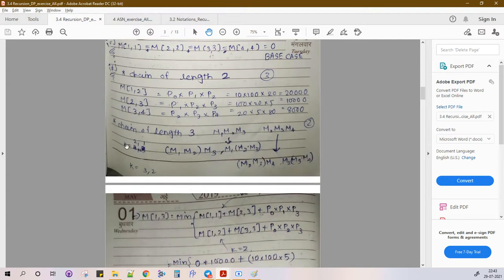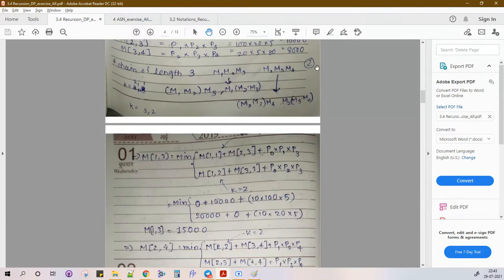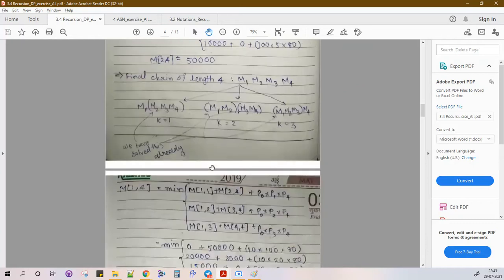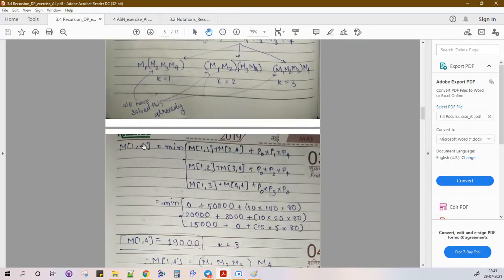Then we take the chain of length 3, and we have two chains. Then we solve the last problem, the main problem we have, m14. Why is it the main or last problem? Because we have four matrices, m1, m2, m3, m4. And what is the meaning of m14? Mij is nothing but multiplying matrices from m1 to m4, right?